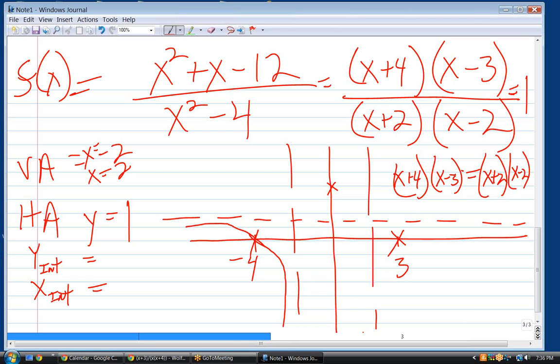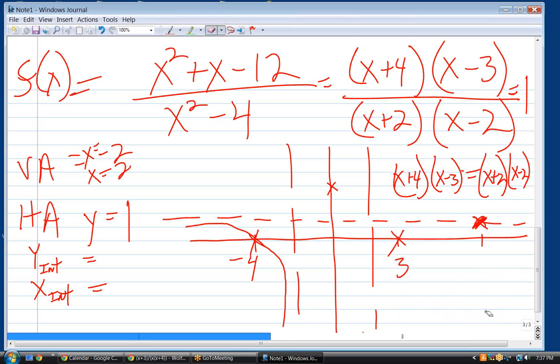I need to put it back together in order to solve that, because it boils down to x squared plus x minus 12 equals x squared minus 4. I can cross out the x squareds, and I get x minus 12 equals minus 4, so x equals 8. When x equals 8, it is crossing the asymptote somewhere over here. There is a point on that graph right there. Did you see how I got that? Okay.